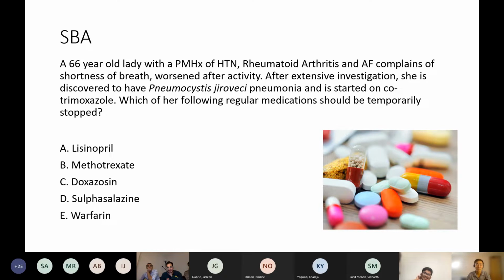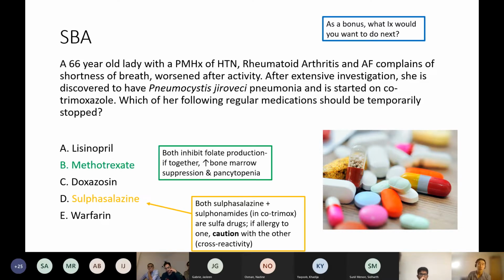Okay, thank you for the person who went for warfarin. But yes, the rest of you were correct, methotrexate. So you don't want 2 antifolate agents because that will suppress the bone marrow. Before, when I made this question last year, people often thought of sulfasalazine as well because of sulfamethoxazole in cotrimoxazole.